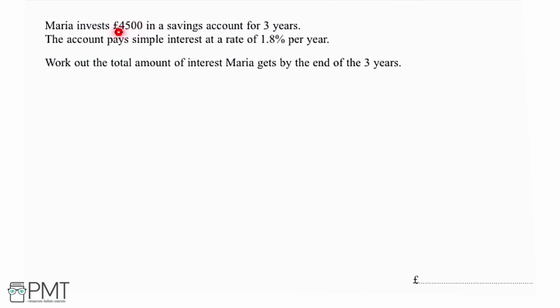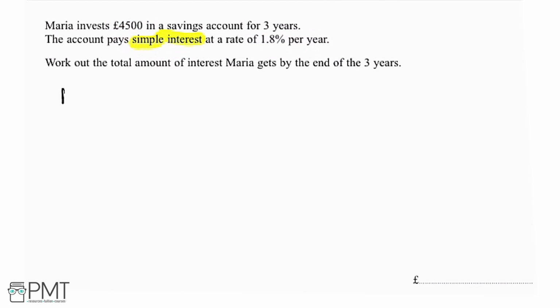Maria invests £4,500 in a savings account for 3 years. The account pays simple interest at a rate of 1.8% per year. We need to work out the total amount of interest Maria gets at the end of the 3 years. So we're looking at simple interest rather than compound interest. This means the amount of interest we get is based upon the original sum of money.